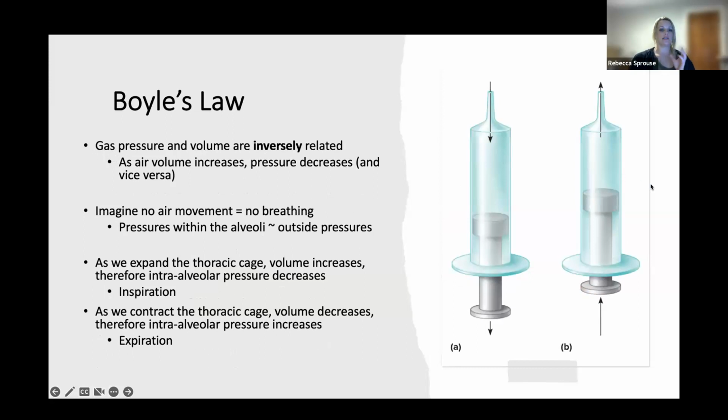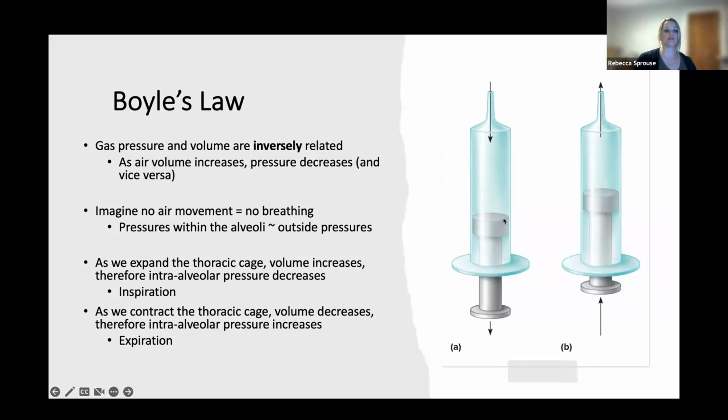Something to note is that air depends upon Boyle's law, and this is going to be different than the bloodstream. We mentioned last week and the week before that as the volume of blood increases, your pressure increases, so they're directly related. Well, for gas, it's going to be an inverse relationship, just to confuse you a little bit more. As your air volume increases, that actually decreases the pressure, and vice versa.